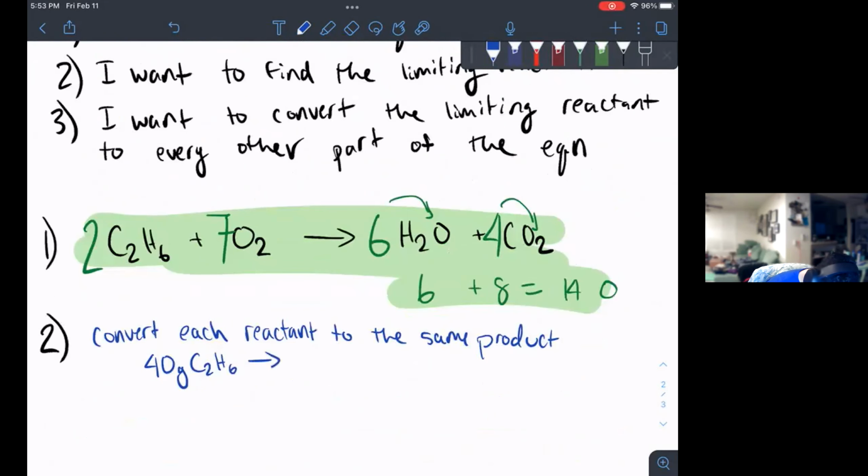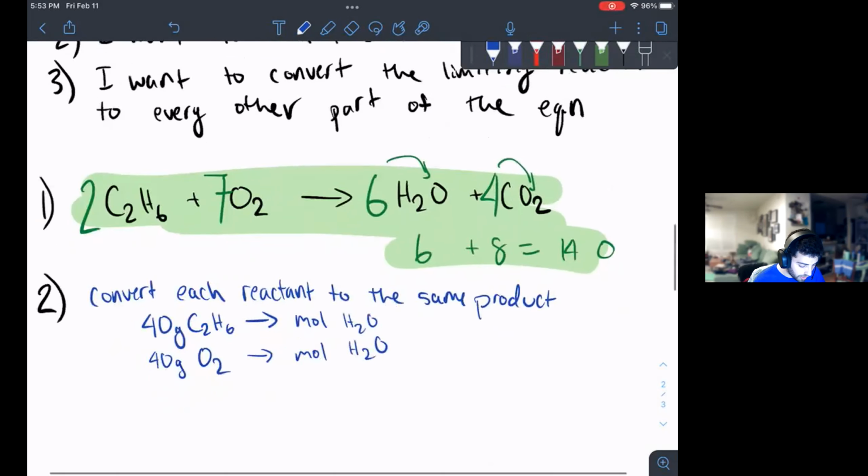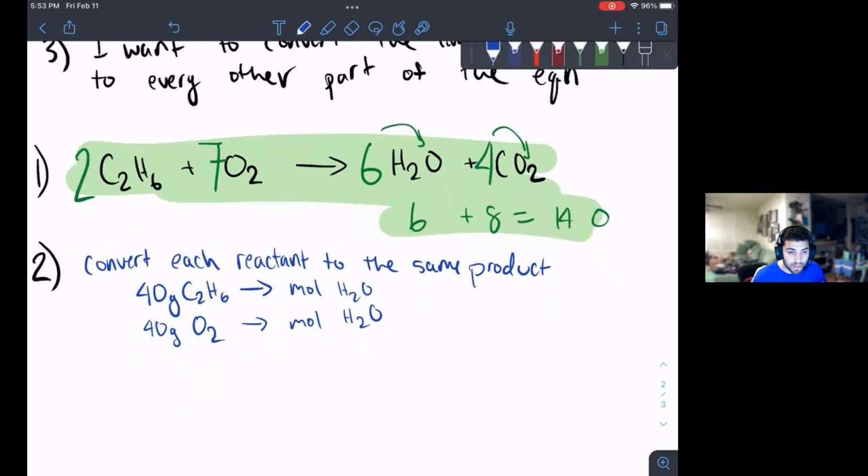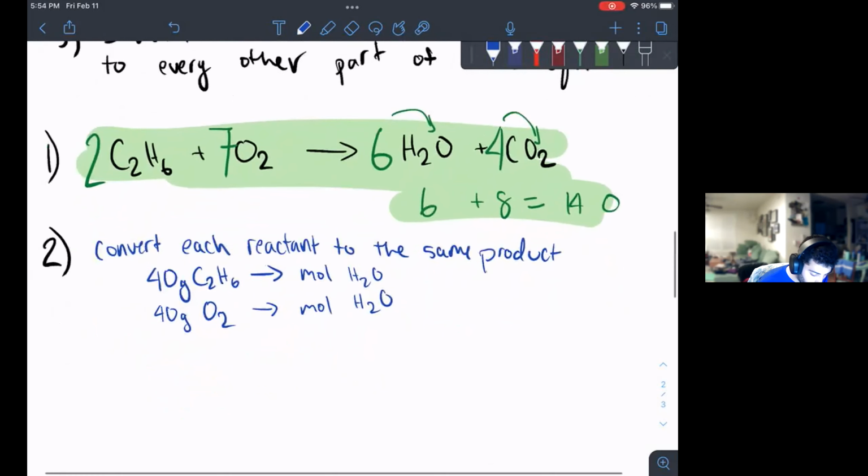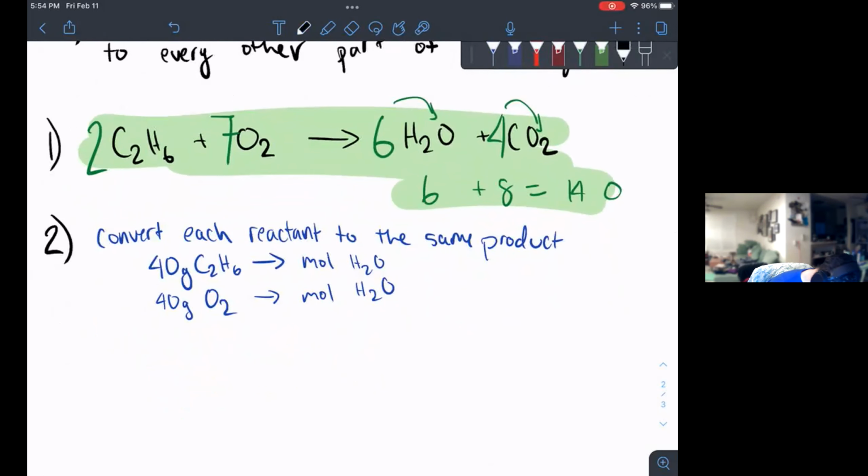And we'll convert that to mole H2O. But we'll do the same thing with 40 grams of oxygen and also convert that to mole H2O. So we're going to do that first. That is the first part of finding a limiting reactant. We need to convert them to the same product.